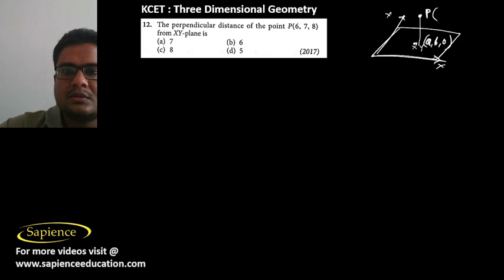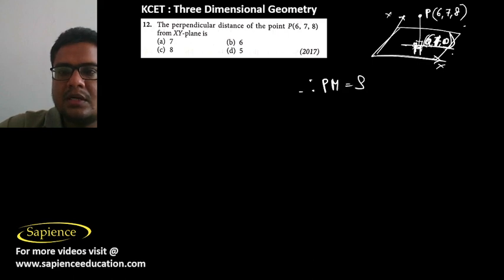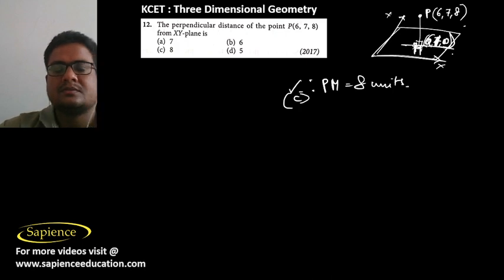So if we draw the foot of the perpendicular from the point P on the xy plane, let's say it is point M, point P is (6, 7, 8), the coordinates of the point M also will be (6, 7, 0). So therefore, the length PM is equal to 8 units. So option C is the correct answer.